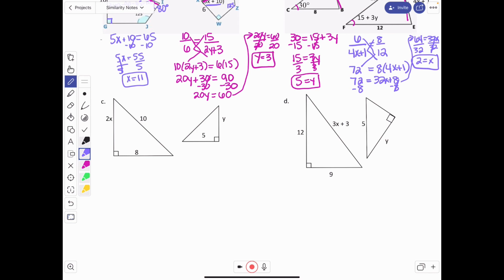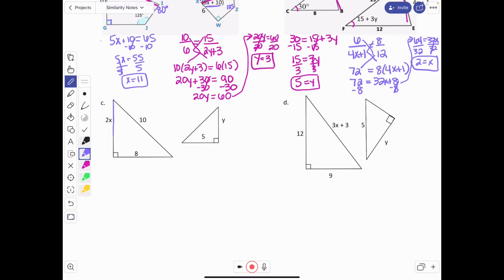Okay. So this one, we don't want any angles. And notice, we don't have enough information to set up a proportion, because this side and this side both have variables. If you tried to set up a proportion, you would have y over 2x equals 5 over 8. And you have 2 unknown variables, which isn't going to work because you can't solve an equation when you have 2 unknown variables. So this is a special case here.